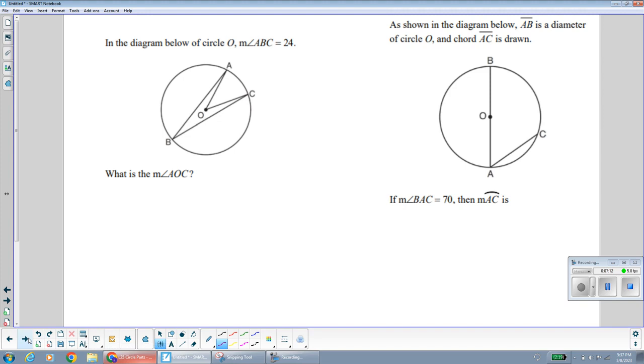Here we have circle O, and the measure of angle ABC is 24. What is the measure of angle AOC? First of all, angle ABC is an inscribed angle. Its vertex is on the circle, and that means it's half the measurement of its intercepted arc. The arc that angle ABC is intercepting is arc AC. So if this is 24, then the intercepted arc would be 48.